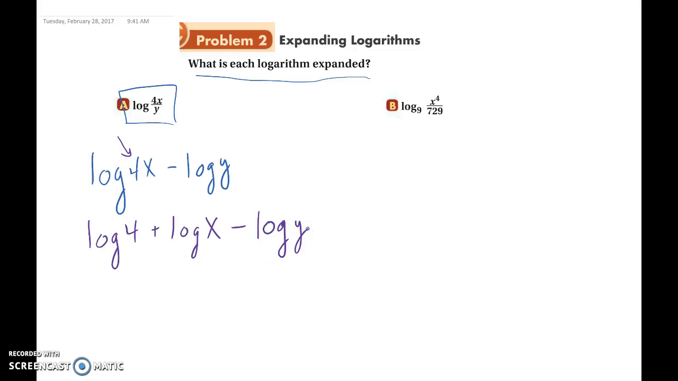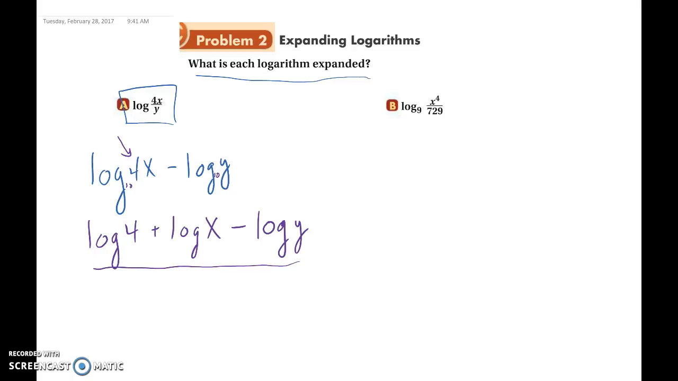All right, and we know that this is an addition because they're being multiplied, which means the logarithms are being added together. When there's no base written, remember it's understood that it's 10. So this will be a log with a base of 10, even though it's not written there. All right, so this is log of 4x divided by y expanded out.